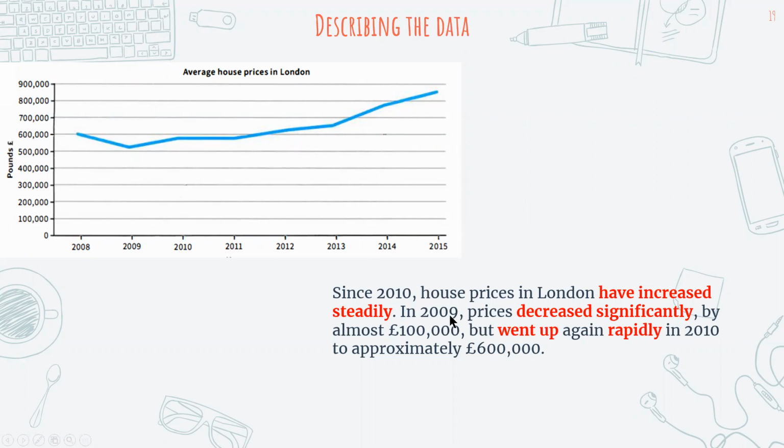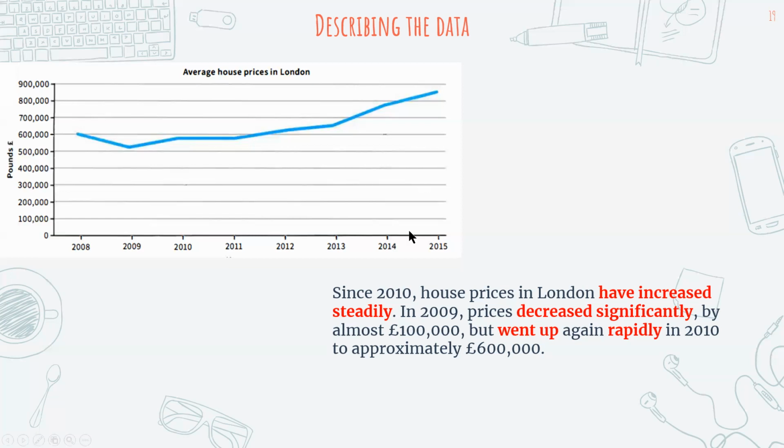In 2009, prices decreased significantly by almost £100,000, but went up again rapidly in 2010 to approximately £600,000. Of course, someone would say this is not significant. I don't see the line going down much, Michael. But you have to look at the vertical axis. Each slight change could be a significant decrease.